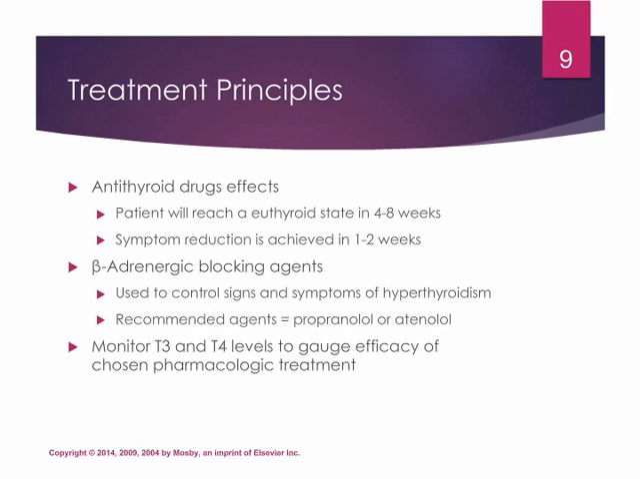Sometimes you'll see patients with hyperthyroidism treated with beta blocking agents like propranolol or atenolol, and that helps control some of the cardiovascular signs and symptoms of hyperthyroidism like palpitations or racing heart. It's important to monitor T3 and T4 levels to gauge the efficacy of whatever pharmacologic treatment the practitioner has decided to employ. Generally, patients are treated for about 12 to 18 months.